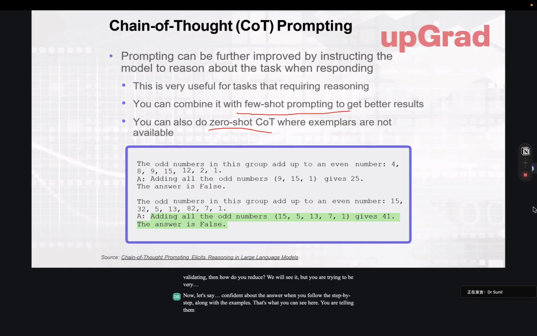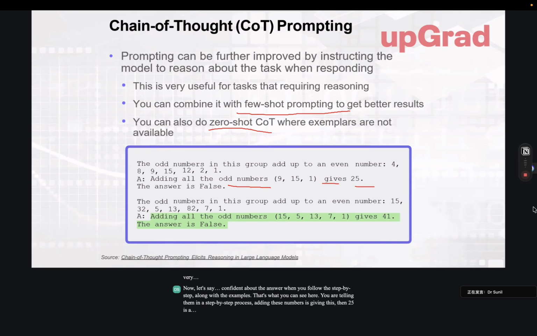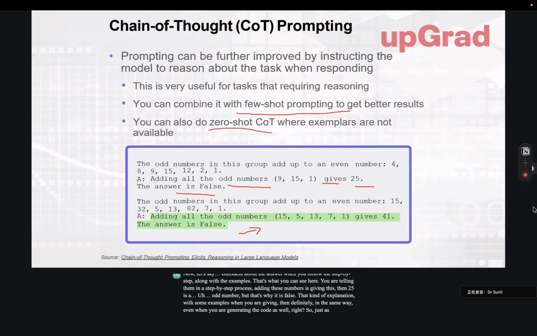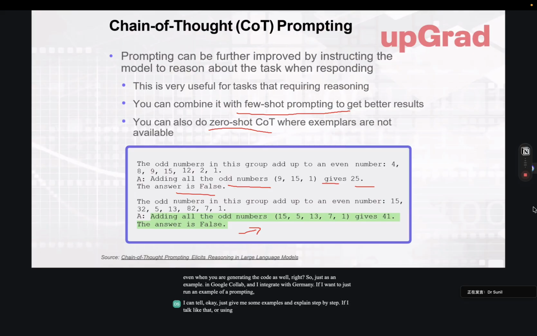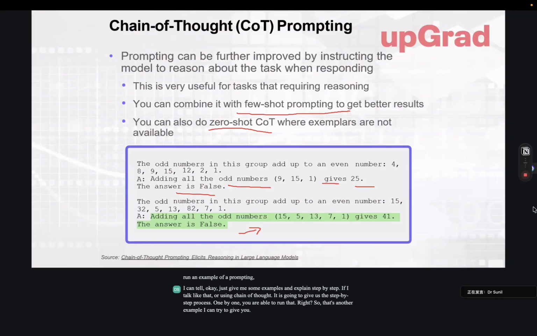You are telling them in a step-by-step process: adding these numbers gives this, then 25 is an odd number, so that's why it is false. When you give that kind of explanation with examples, it works in the same way when you are generating code as well. As an example, in Google Colab, when I integrate with Gemini, if I want to run an example of prompting, I can say, just give me some examples and explain step by step. If I talk like that, using chain of thought, it is going to give us the step by step process, and one by one you are able to run that. So that's another example I can give you.